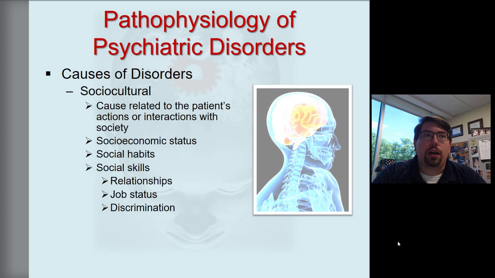Social cultural, now we're talking about causes that are related to the patient's actions or interactions with society. Maybe it's based on their socioeconomic status, right? How rich or poor they are, depending on their social habits. Knowing that there's a lot of issues going on with social components throughout the United States due to COVID-19 and social distancing. How well do they handle their social skills? Are they able to maintain relationships? Are they able to hold a job? Or do they suffer from some form of discrimination?